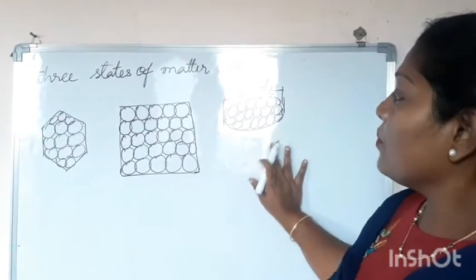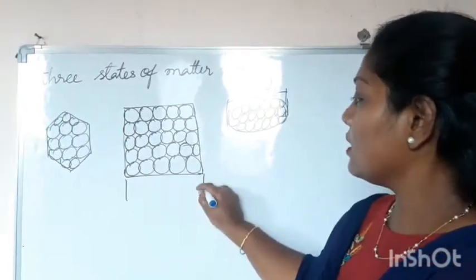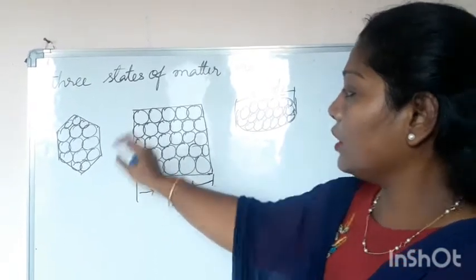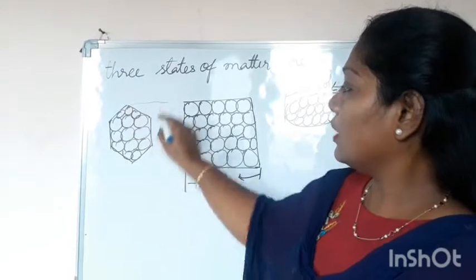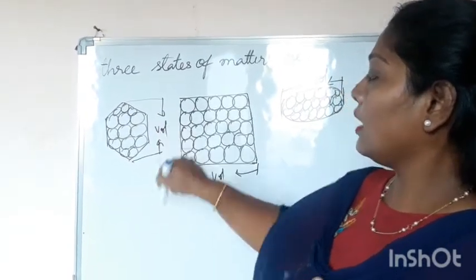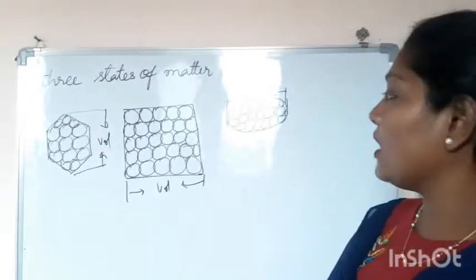Okay children, so here if you take, this is the volume. Okay, if you take this, this will be the volume that is occupied by this object.